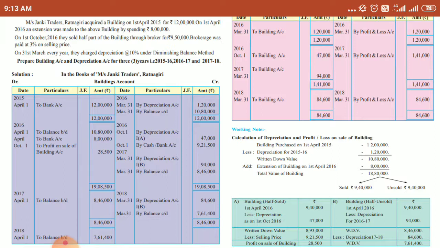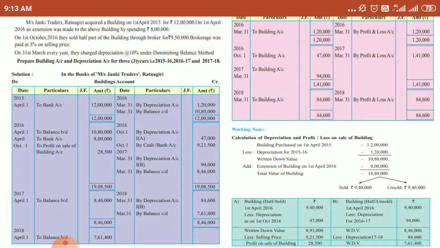The selling price is 9,21,500. So when we compare this with 8,93,000, which is the written down value, we have sold for 9,21,500. That means we have made a profit of how much?